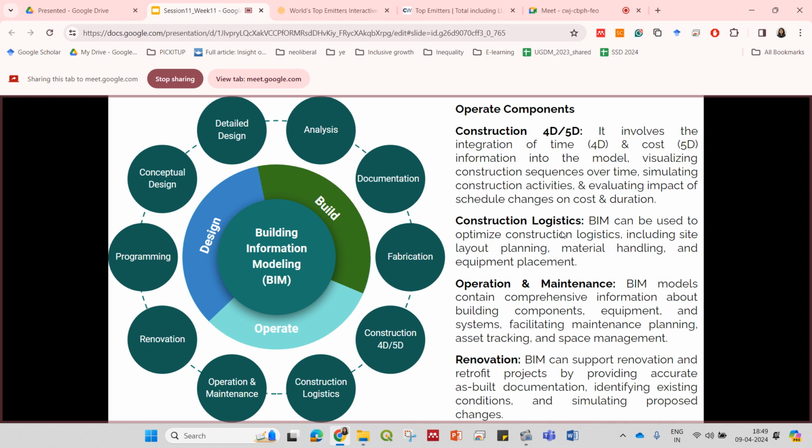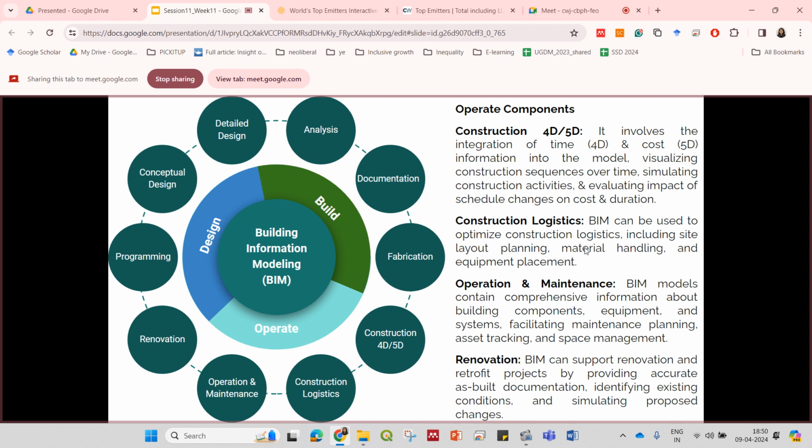Then is the operate component of BIM. In this, first you have construction 4D or 5D. It is operation management of the construction process, and it involves integration of 4D or 5D. 4D, or the fourth dimension, is time, and 5D, the fifth dimension, is cost. So it integrates the time and cost information into the model. You can then visualize the construction sequences and construction activities, and also evaluate the impact of certain changes on the cost and duration of the construction.